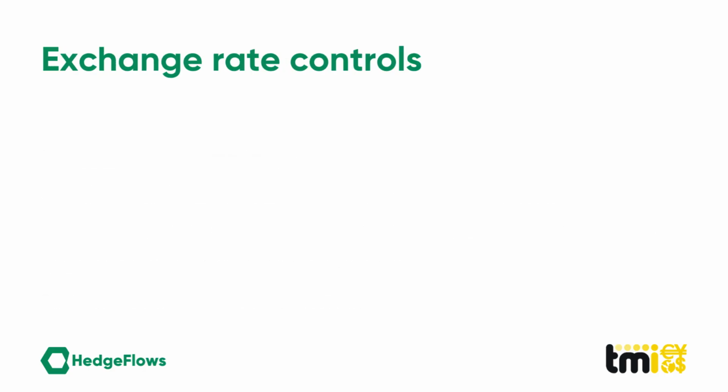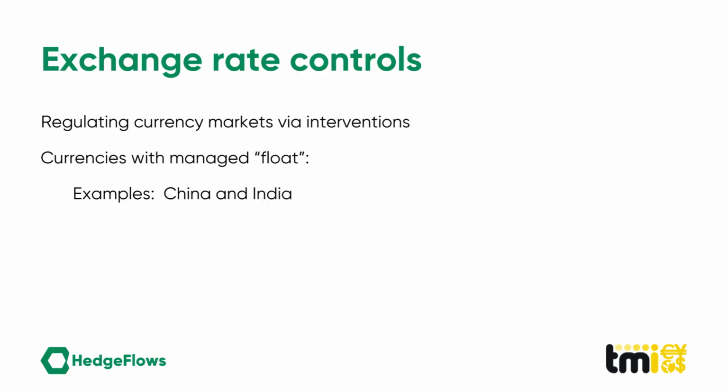Exchange rate controls are another method used by central banks to regulate currency markets. For example, countries like China or India have authorities intervening in FX markets to keep the exchange rates in a specific range. Such interventions are part of a loose version of exchange rate controls called a managed float, where a currency can fluctuate freely within a defined range.